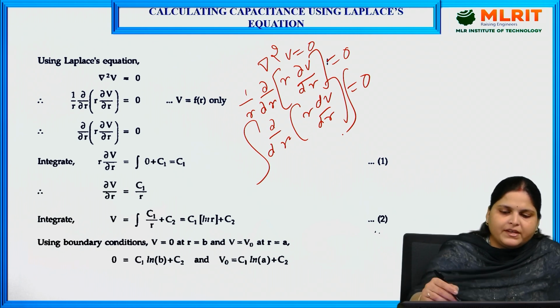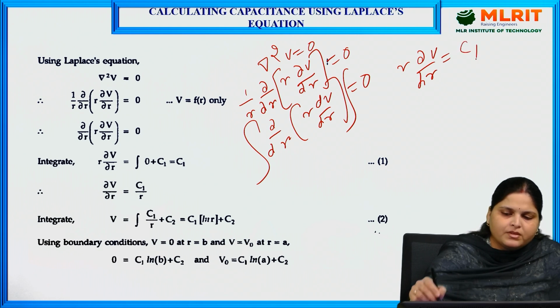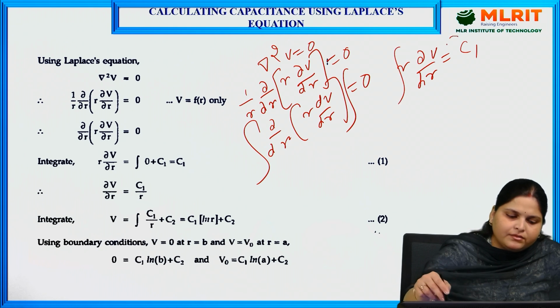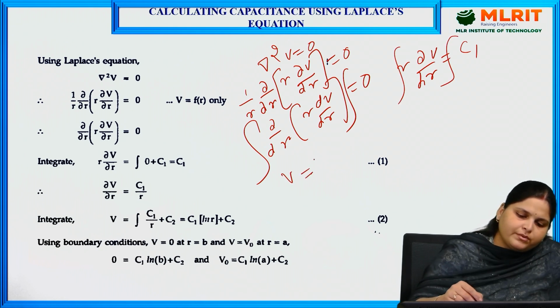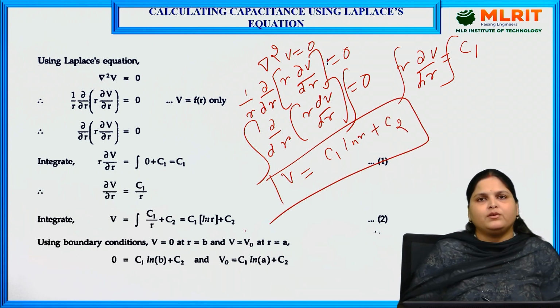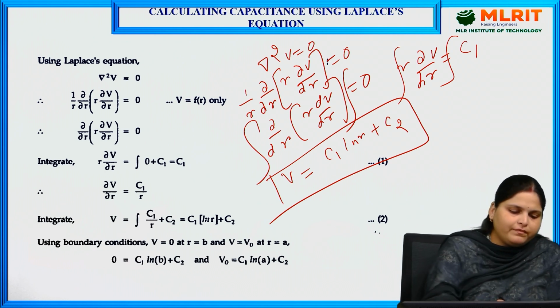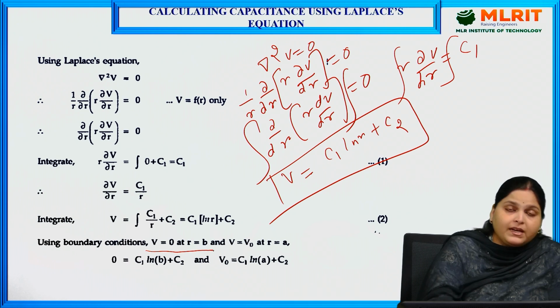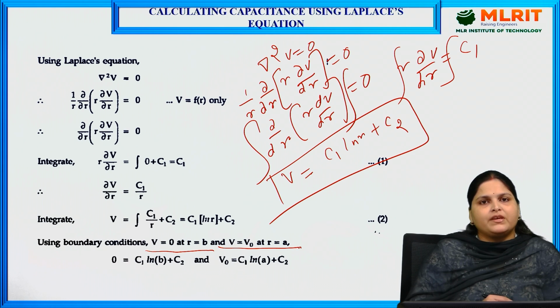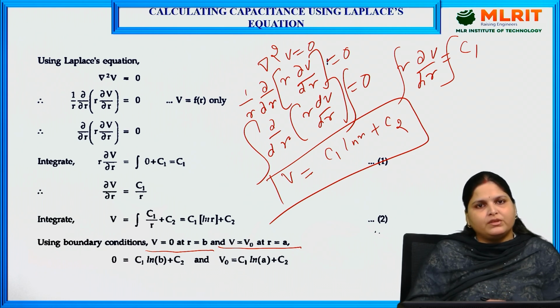So on first integration we will get R ∂V/∂R = C1, and then when we further integrate it we will get V = C1 ln R + C2. So this is the equation of potential. Now we have two boundary values here. First, at R = B, V = 0, and at R = A, V = V0. So one by one we can put both the conditions.